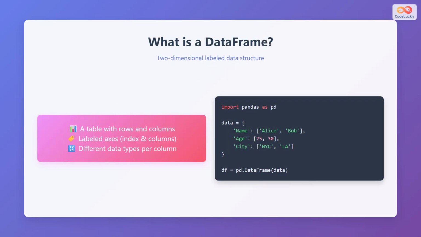A data frame is the fundamental data structure in Pandas. Think of it as a powerful spreadsheet or database table in Python. It's a two-dimensional labeled data structure with rows and columns, where each column can contain different data types like numbers, strings, or dates. The key advantage is that both rows and columns have labels called indices, making data access intuitive and efficient. To create a data frame, you import Pandas as pd, then use pd.DataFrame with a dictionary where keys become column names and values become the data. This simple structure forms the foundation for all data manipulation tasks in Pandas.